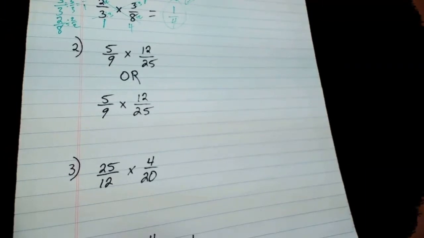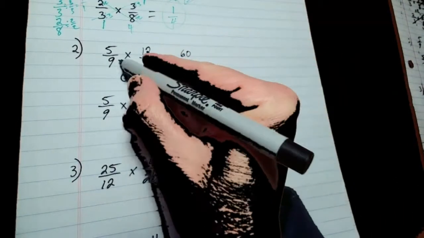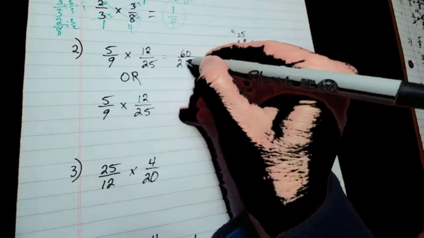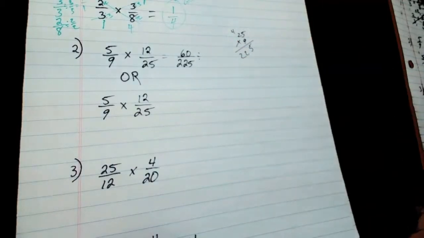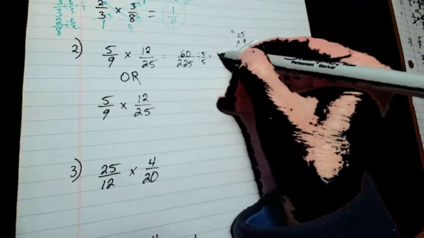Let's look at number 2. It's a little bit larger number, so I hope you see the value in the cross-reducing. So we could go ahead and multiply 5 times 12, and that will give us 60. And then I could multiply 25 times 9, so I'm going to come over here in my scratch paper. 225. And then I know I can reduce them. They both end in a 5 or a 0, so I know I can divide top and bottom by 5. 60 divided by 5 equals 12.